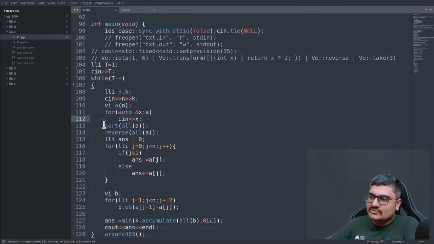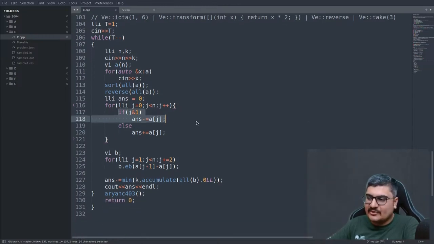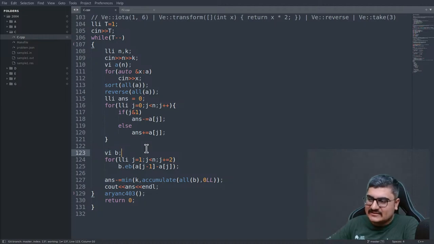So take A as input, sort in the descending order. If it's 0 index, the score goes to Alice, increase plus plus. If it's odd index, the point goes to Bob, decrease it from the total score. And now also maintain the list of how much Bob can increase the point.